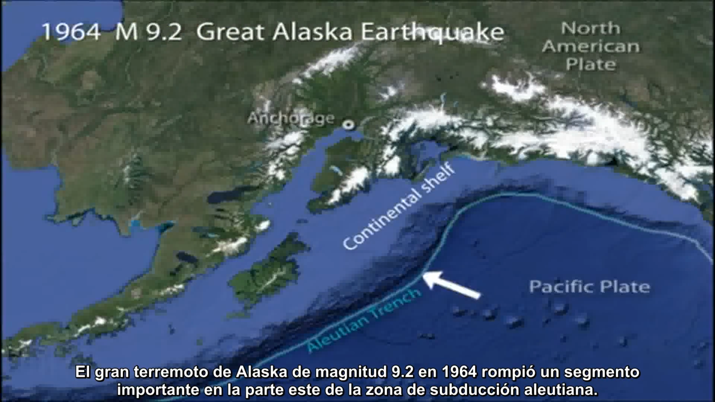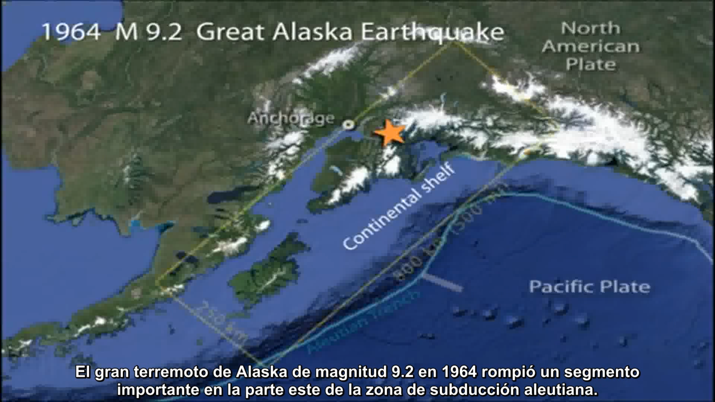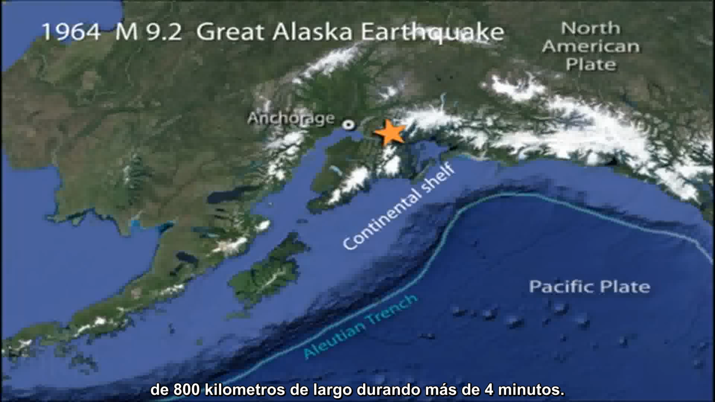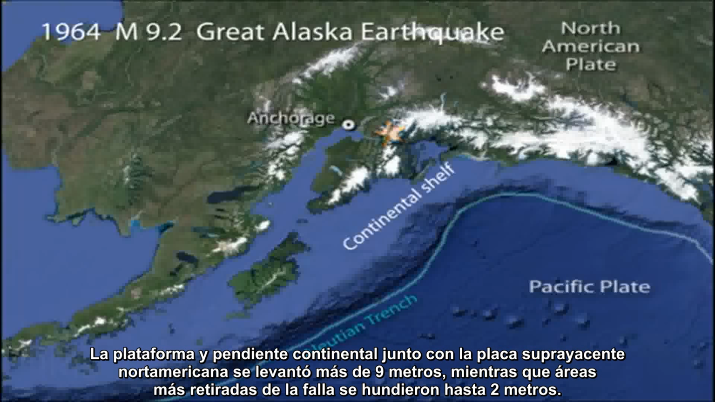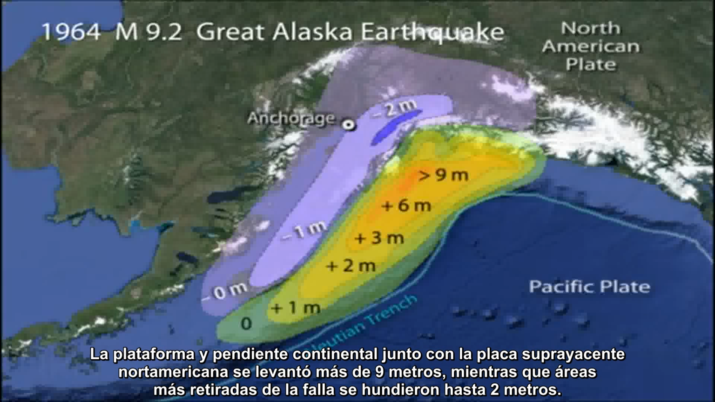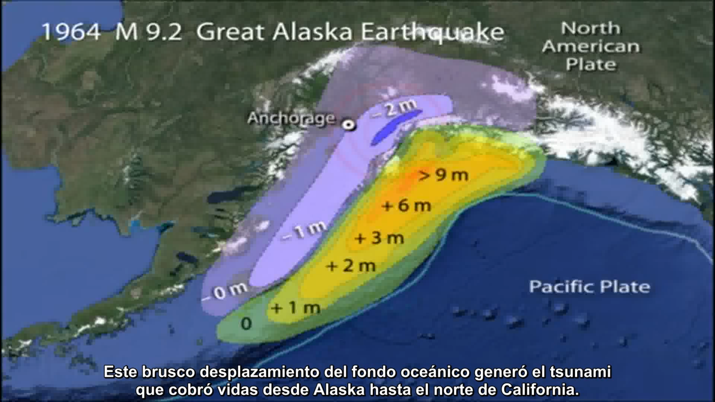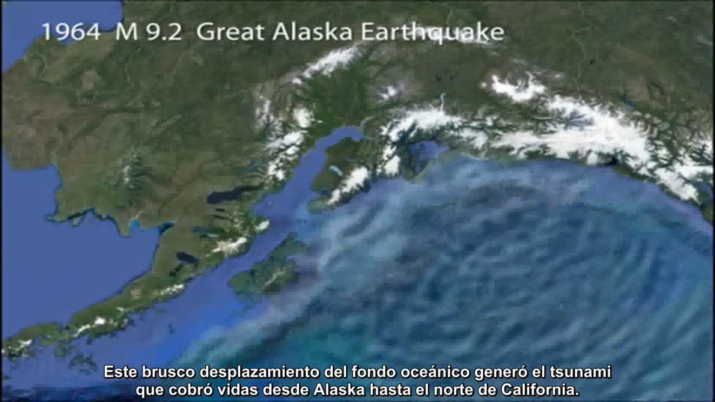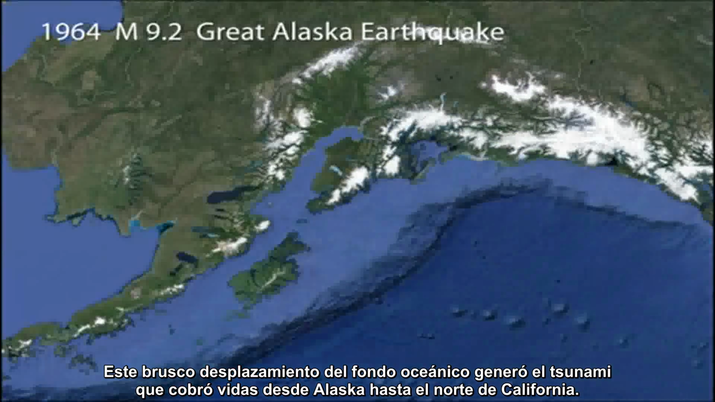The 1964 magnitude 9.2 Great Alaska earthquake ruptured a major segment of the eastern Aleutian subduction zone, 800 kilometers long, lasting over 4 minutes. The continental shelf and slope of the overriding North American plate was uplifted over 9 meters, while inboard areas subsided as much as 2 meters. This sudden displacement of the ocean floor generated the tsunami that claimed lives from Alaska to northern California.